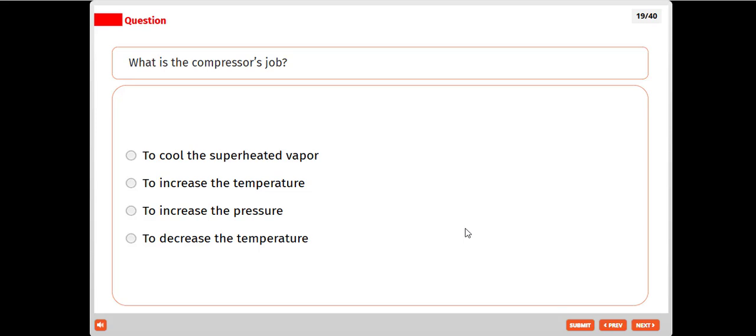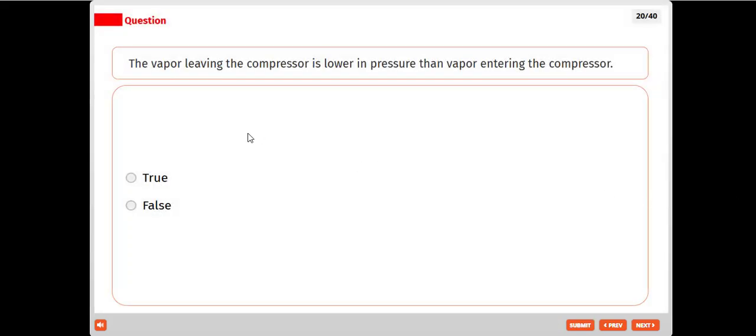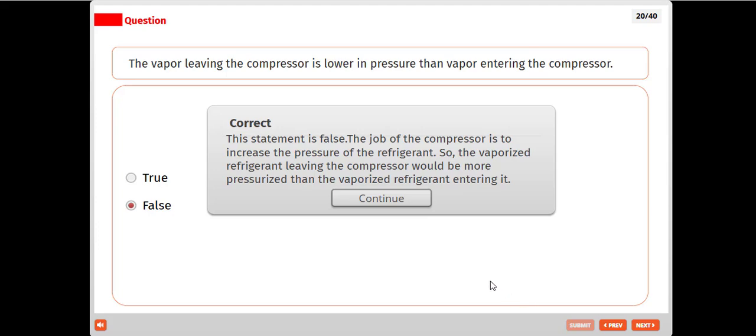What is the compressor's job? Is it to cool the superheated vapor, to increase the temperature, or to increase pressure? Is the vapor leaving the compressor lower in pressure than the vapor entering the compressor? No. The job of the compressor is to increase pressure.